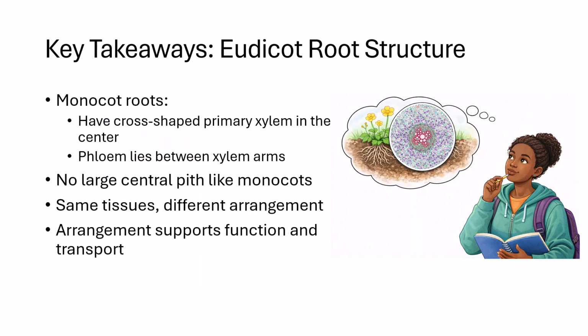To summarize, Eudicot roots have a very distinctive internal structure. The primary xylem forms a cross-shaped pattern in the center, with primary phloem located between the arms of that cross. Unlike monocot roots, Eudicot roots typically do not have a large central pith. Even though the same basic tissues are present in both groups, their arrangement is different, and that difference affects how the root functions and how we identify it. Once again, the big idea holds: structure supports function.